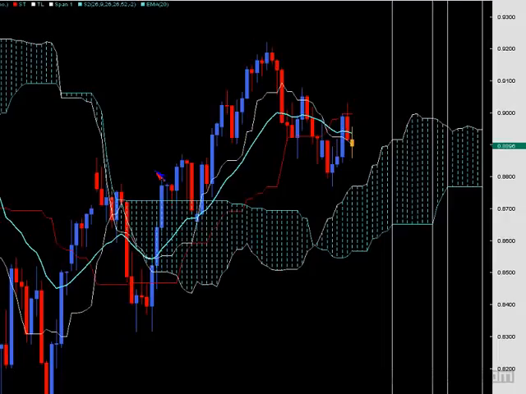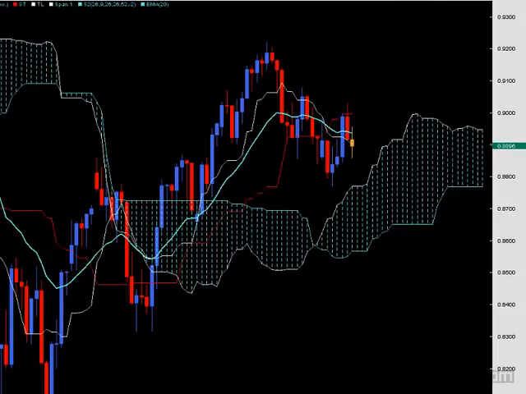So that's why I'm keeping an eye on this one here. But I'm also keeping an eye on it because if it starts to use this Kumo as support, and this Kumo is pretty thick, and the angle of this is pretty solid, if it starts to use it as support, it wouldn't take much for this Tenkan, this white line here, to turn upward and cross upward over the Kijun line. That is what is referred to as a Tenkan Kijun cross.